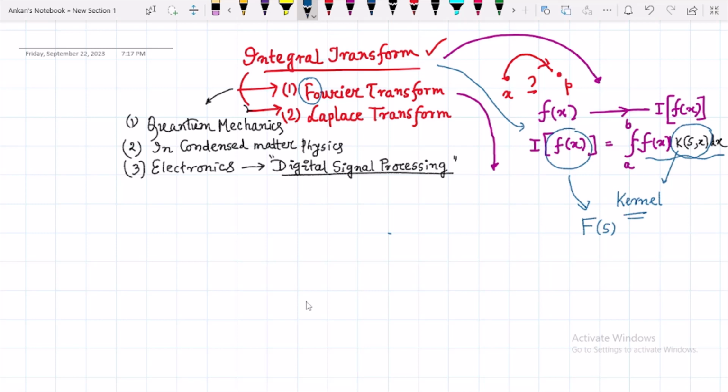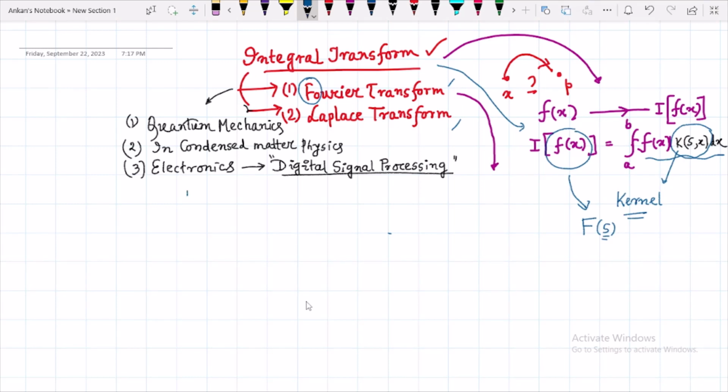Okay. So what is the role of this function, which is known as a kernel? To transform this f(x) into some other function, which is now transferred to another variable s, because it is a function of both s and x, and the x variable term goes away on the integration, and only the s variable term will be present, so that we will be able to transform this f(x) into a function of the other variable. This is known as the transform function, which is obtained by the integral transform. Now, depending upon this kernel, we can classify the Fourier transform and Laplace transform.